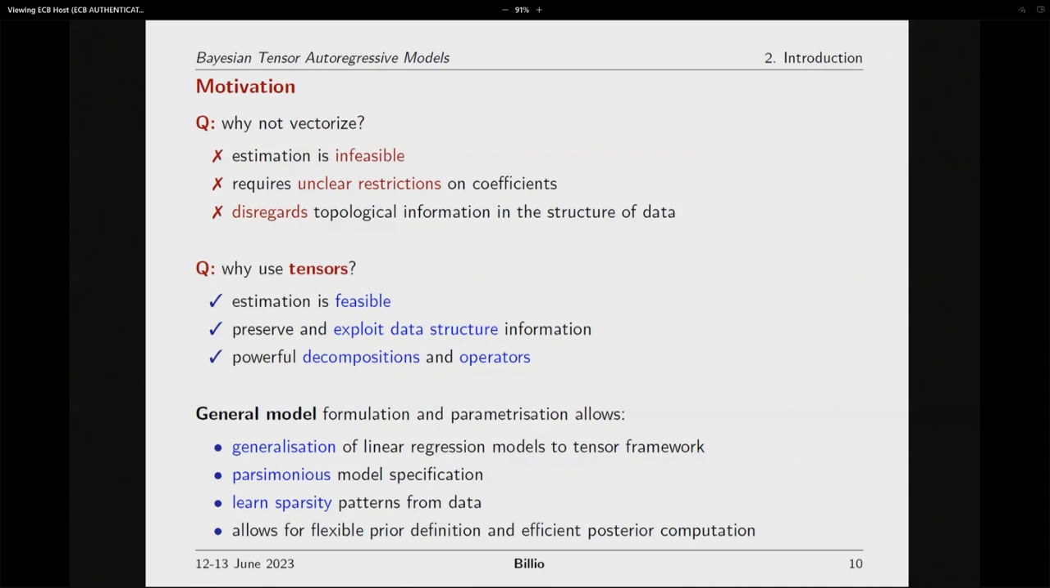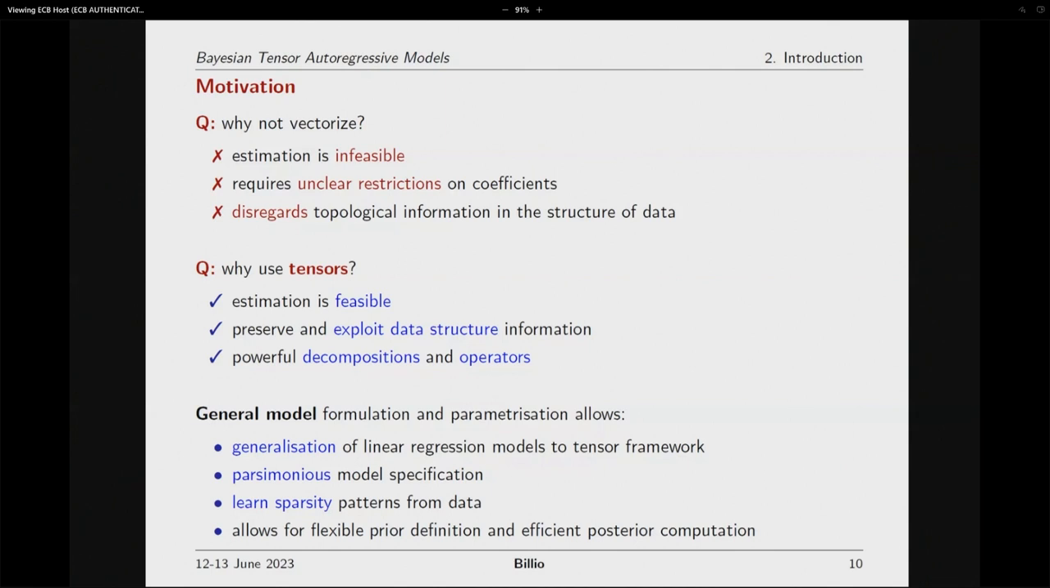Then the estimation becomes feasible. This is something that you have to see. It is possible then to maintain the data structure and then to exploit this data structure. And it is possible to use tensors also in terms of the type of decomposition that you can consider and the operators that you can work with.